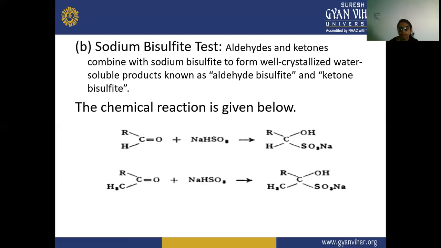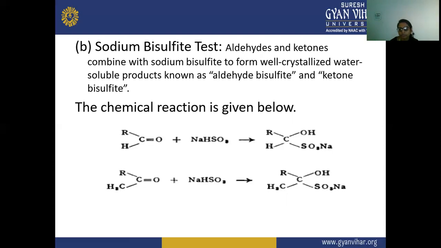And this is your aldehyde, and the aldehyde is reacting with the sodium bisulfite, and this test is giving the product that is your aldehyde bisulfite. It means that if acetaldehyde is reacting with sodium bisulfite, then the product that is formed is acetaldehyde bisulfite. And second is your ketone.